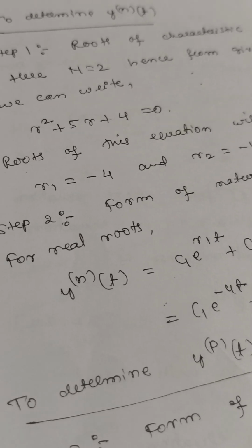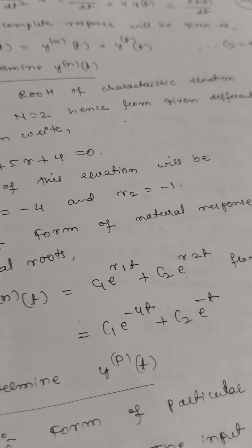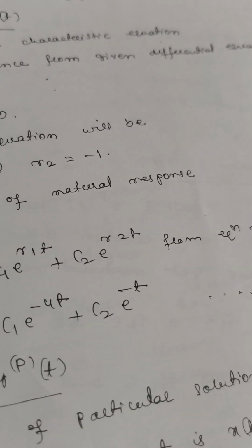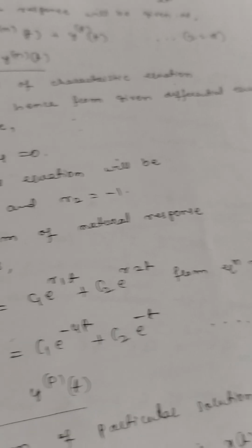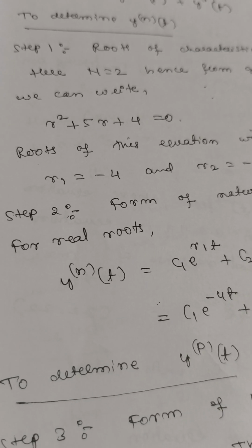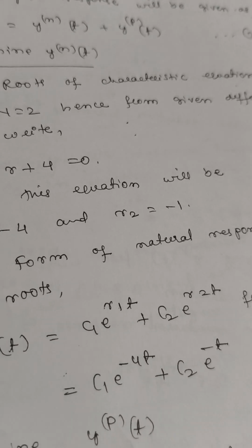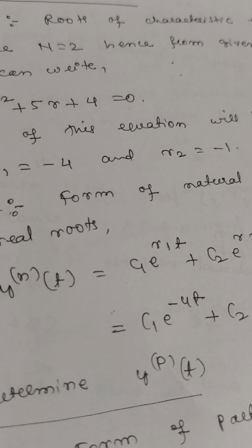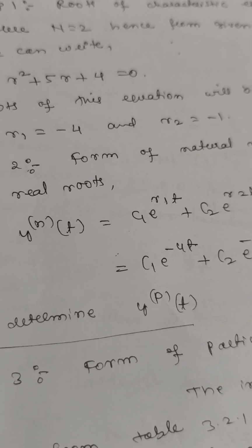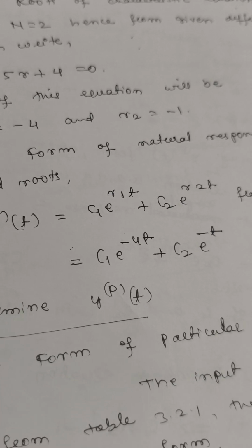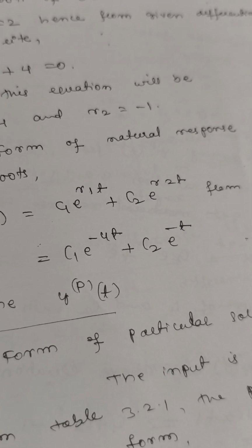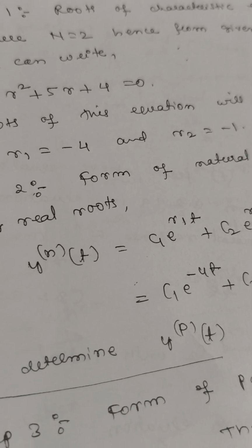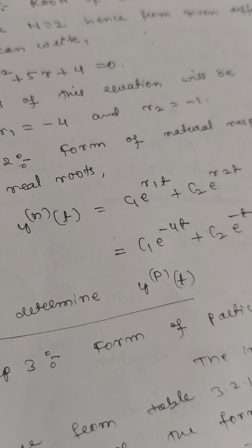This equation, y_n(t) equal to c1 e raised to r1 t plus c2 e raised to r2 t, is the form of natural response. Already we have found what r1 and r2 are. Substitute these values in this equation. Then it will be c1 e raised to -4t, and with r2 as -1, c2 e raised to -t. Then we get y_n(t).